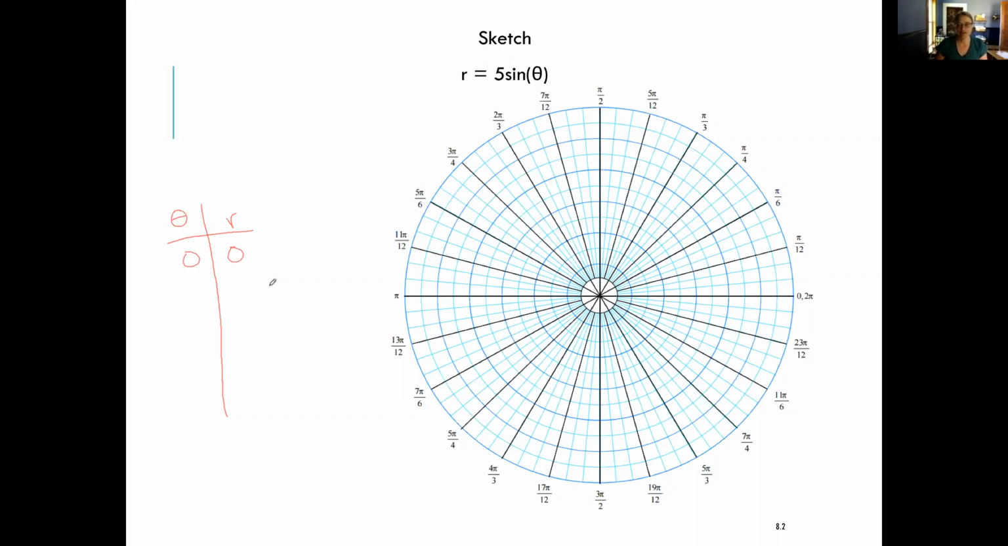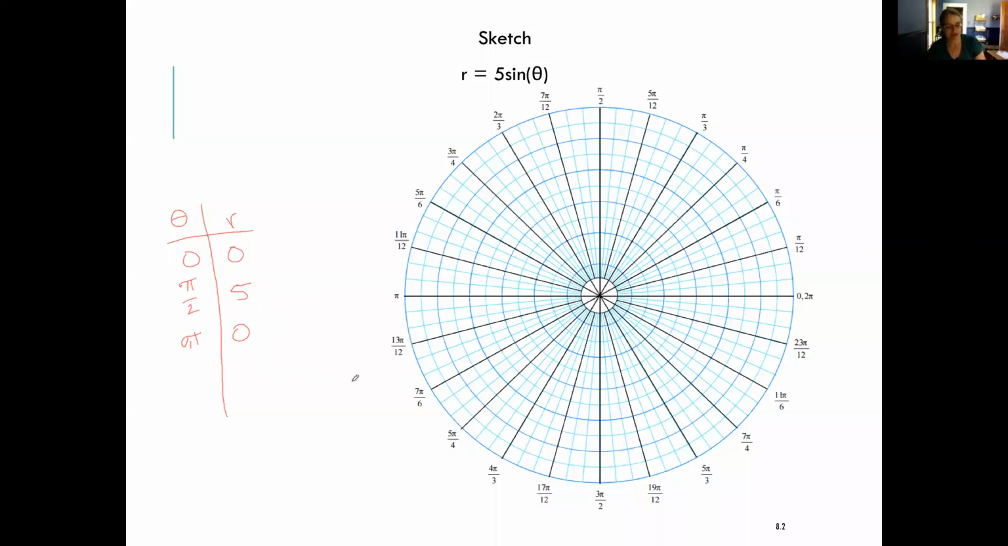If theta is pi over 2, the sine of pi over 2 is 1, so your radius is going to be 5. At pi, sine, you're going to be back at 0. Well, this is going to be interesting. We go from 0, 0 to 5. I guess we're going to have to get some points in the middle. You get the idea. Let's let Desmos do this.